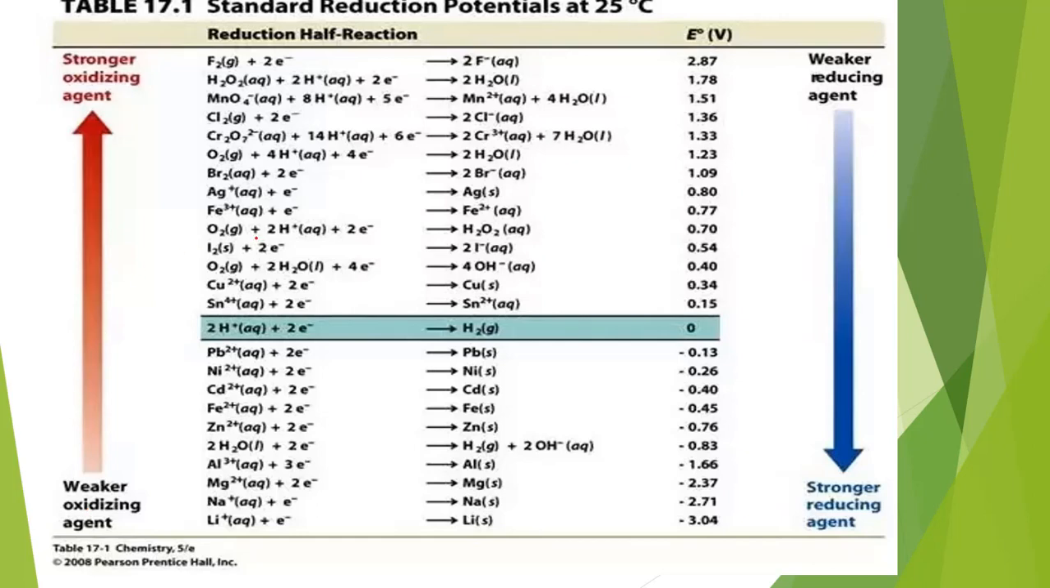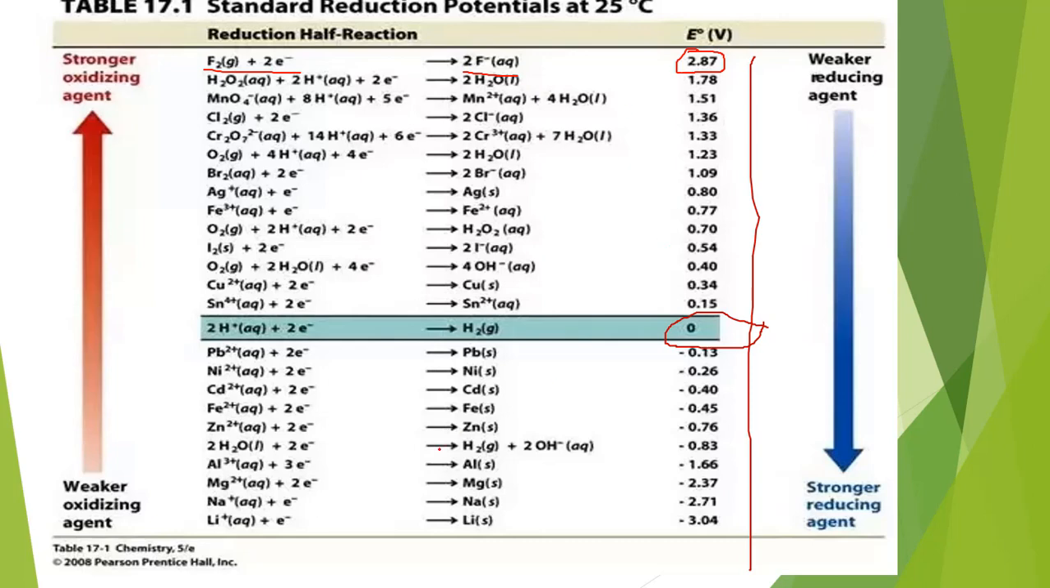See, these are the standard reduction potential values. Here you can see the fluorine value: fluorine taking 2 electrons and forming 2 fluoride ions. This value is 2.87. How is the 2.87 assigned? Based on the hydrogen taken as a reference electrode, it is assigned as 0. Compared to this hydrogen electrode, fluorine takes electrons 2.87 times more efficiently, we can say.